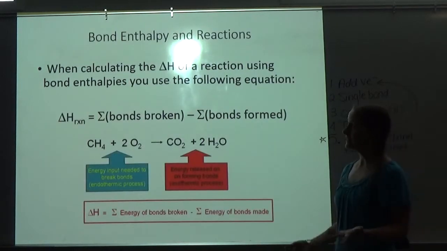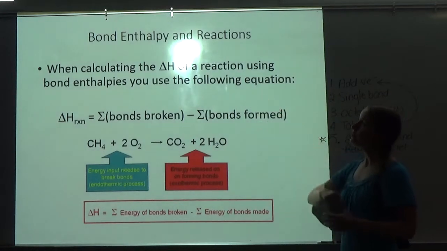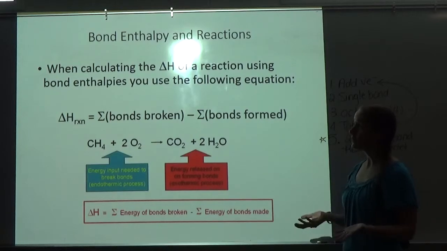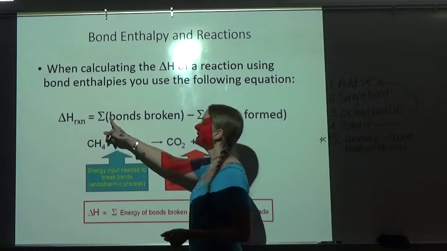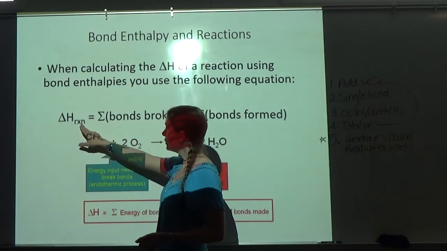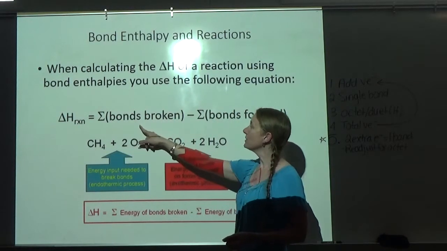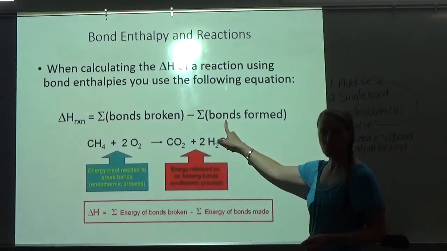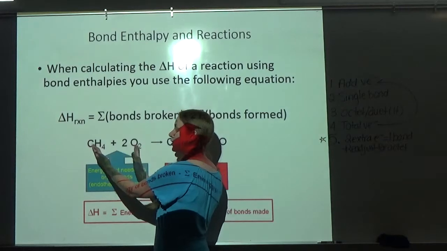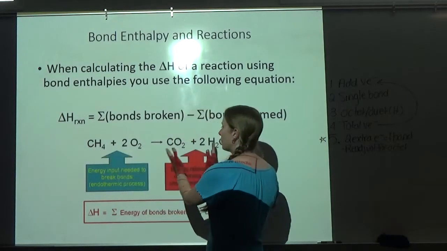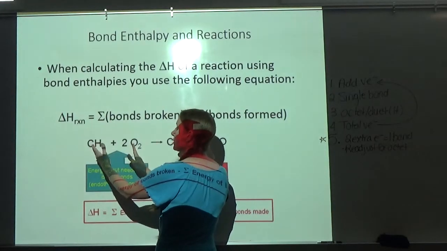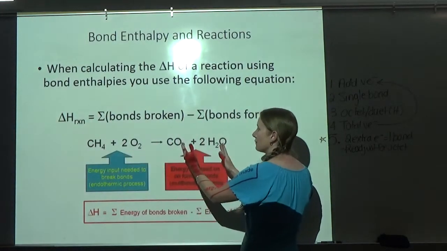So how do we calculate this? Well, when you calculate the delta H, or the change in enthalpy of a reaction using bond enthalpies, you use the following equation. So of course this just means summation. So our change in enthalpy for the reaction is the sum of the bonds broken minus the sum of the bonds formed. So we would just need to look at the reaction. The reactant sides are the ones we're going to break. The product sides are the ones we're going to form. So we're going to do bonds broken on this side minus bonds formed on this side.